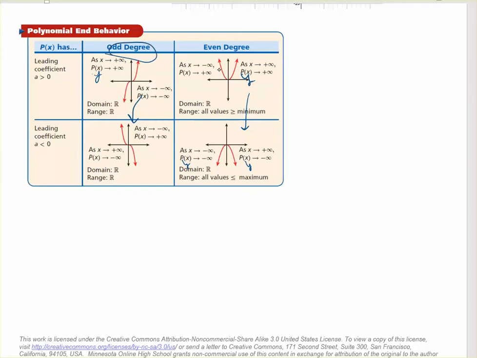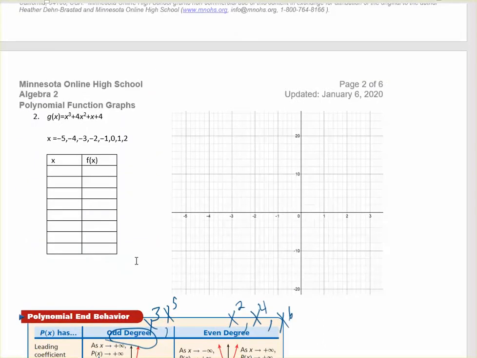So if it's an odd degree, like x to the 3rd or x to the 5th, it's going to look like one of these two kinds of things. And we already know that x squared will look like one of these two, but also x to the 4th will look like one of those, and x to the 6th will look like one of those. So that helps you decide how your graph should look.